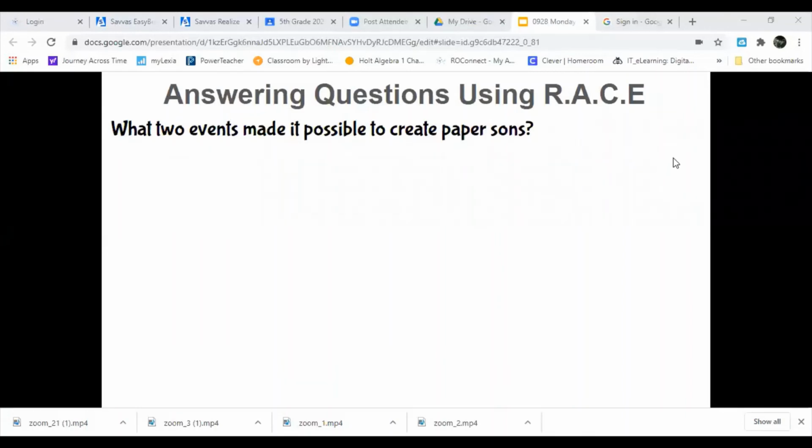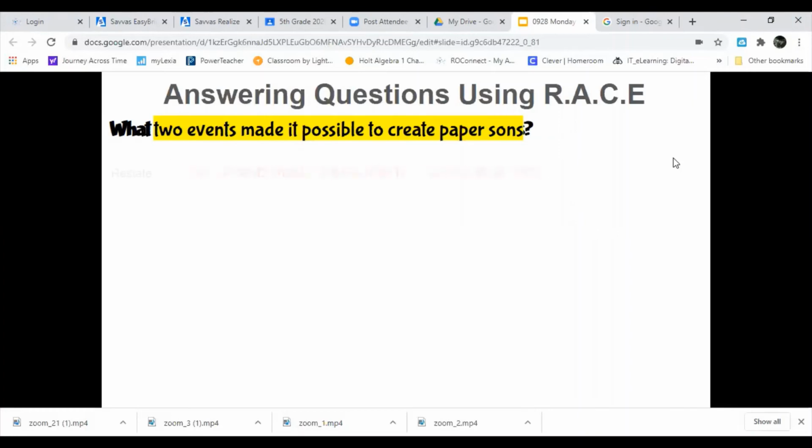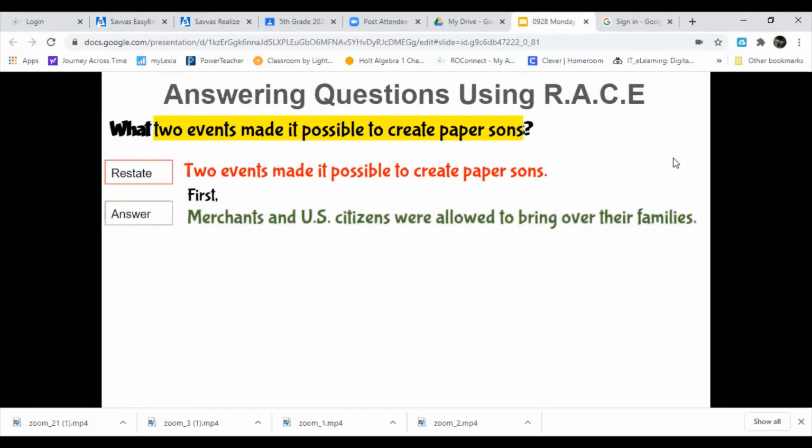Now let's answer the second part of this question. What two events made it possible to create paper suns? I'm going to select words from the question to restate in my answer. Two events made it possible to create paper suns. To answer the question, I'm going to list the first event, which was merchants and U.S. citizens were allowed to bring over their families.